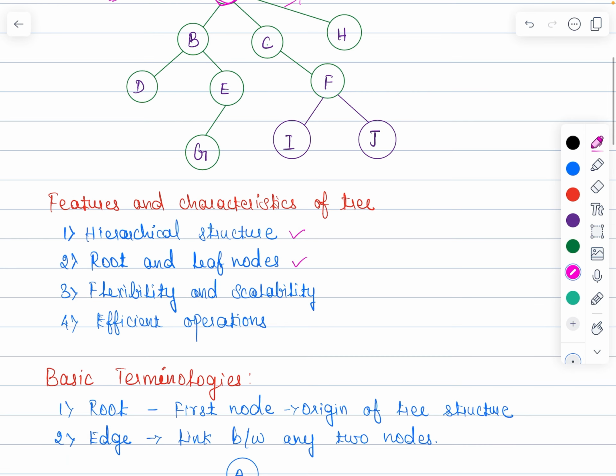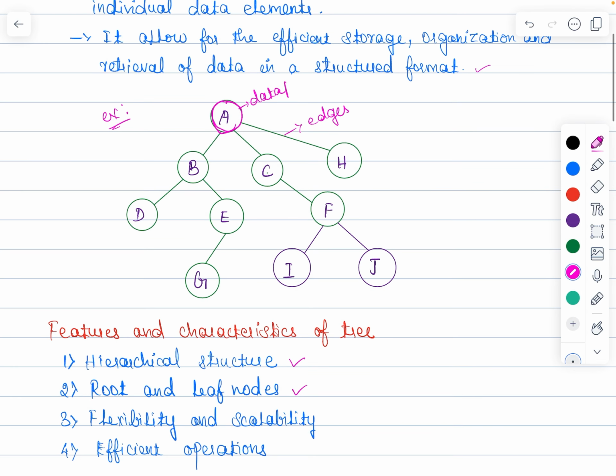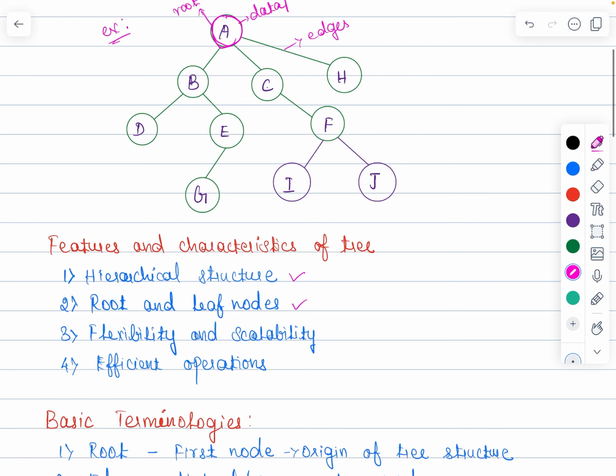The next feature is that it has a root and leaf nodes. The topmost node in a tree is called the root node. Here the topmost node is A, which is the root node, the origin of the tree, and it serves as a starting point and provides access to all other nodes. If you want to access any other node, you can traverse only through the root node. And the nodes which don't have any children are called leaf nodes. If you check here, node D doesn't have any children, and nodes H, G, I and J don't have any children. These are the leaf nodes, and they represent the end points of the tree branches. So the tree ends with the leaf nodes.